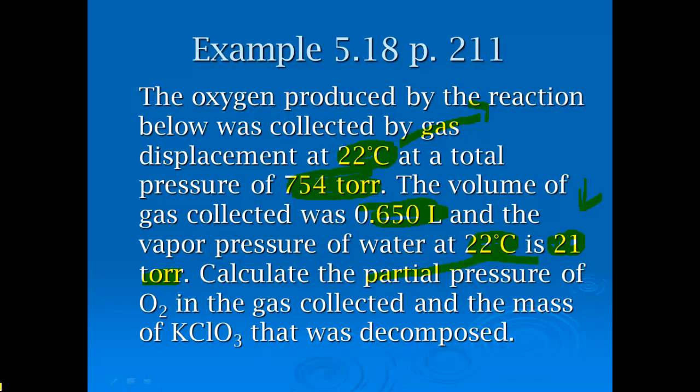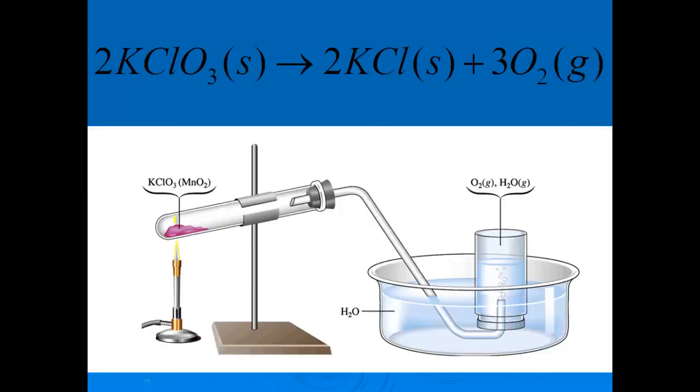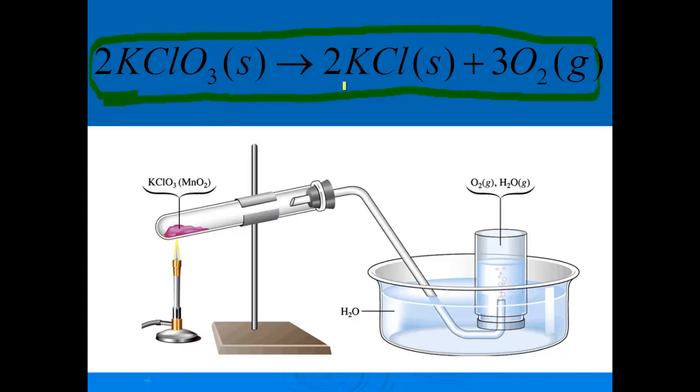You want to know the partial pressure of the O2 as well as the mass, a little stoichiometry, of the KClO3 that was decomposed. So again, since we're doing stoichiometry, we need a balanced chemical reaction. So there's our balanced chemical reaction.